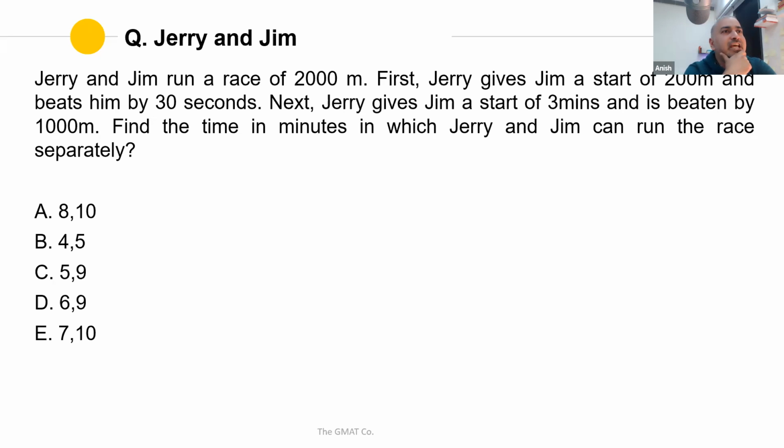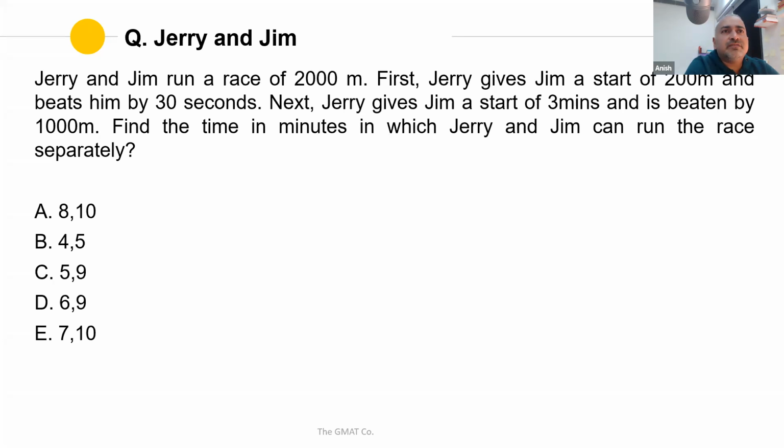Next, Jerry gives Jim a start of 3 minutes. Okay. Separate situation, it seems. Again, Jerry was the faster one. The faster guy gives the slower guy a start of 3 minutes. Start of 3 minutes, what does that mean? All right, it's 7 o'clock right now. You start running, and then I will start running at 7:03. That's what Jerry perhaps told Jim, right? You carry on running for 3 minutes. I'll wait here. And once 3 minutes are done, then I'll start running.